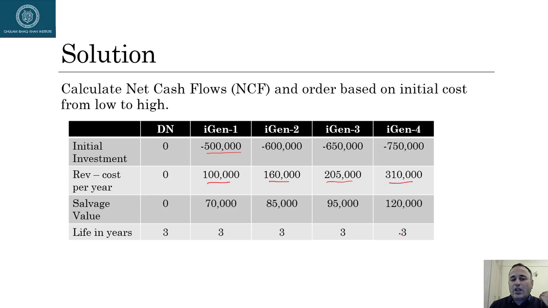Now, in multiple projects evaluation, we always start by ordering all the alternatives. As you can see, iGen 1, iGen 2, iGen 3, iGen 4 are ordered from low to high: 500,000 cost, 600,000 cost, 650 and 750. So that's step number 1. Step number 2 is to compare the cheapest project with do nothing.